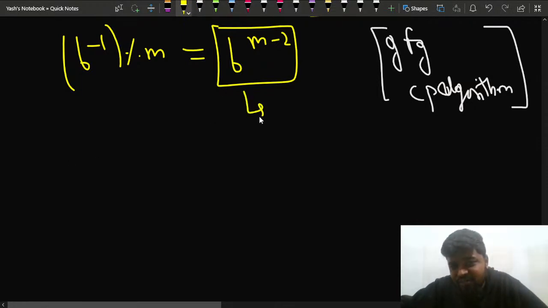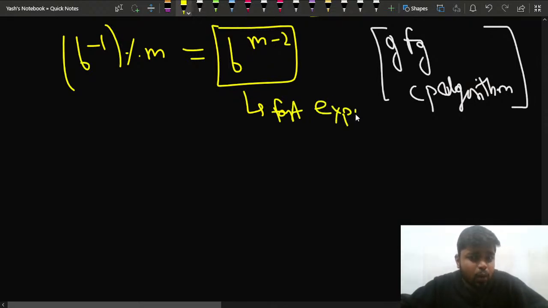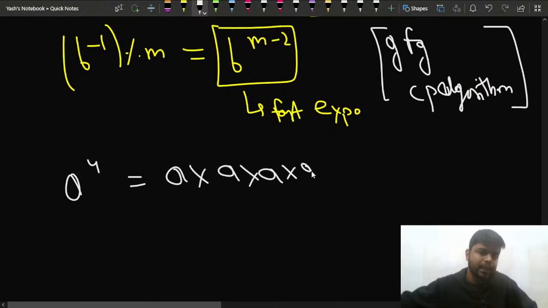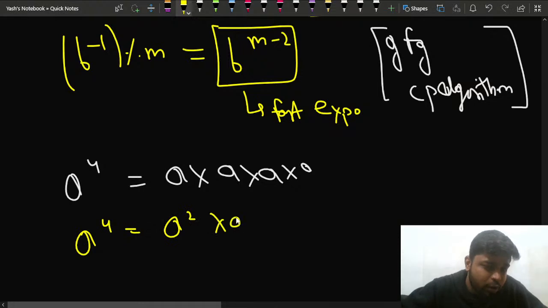Now here comes the fast exponentiation concept as well, right? Modular exponentiation, or you can say fast exponentiation. What does fast exponentiation mean? If I have a to the power 4, either I can do a into a into a into a, things like this, or I could do something else. I can say it is nothing but a to the power 2 into a to the power 2.